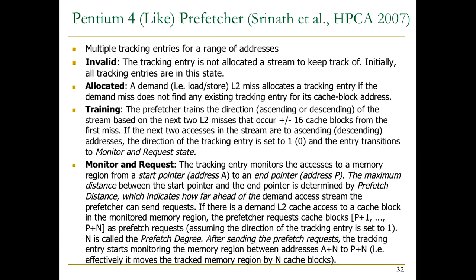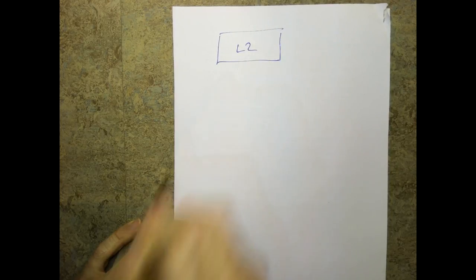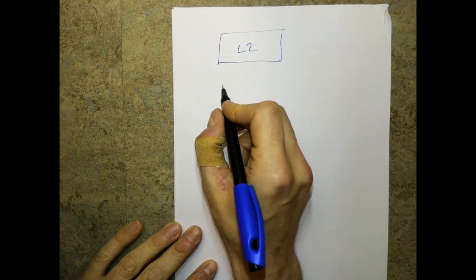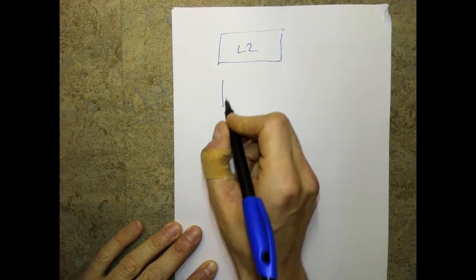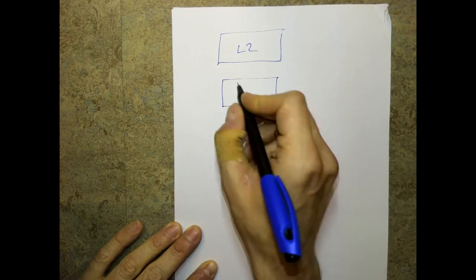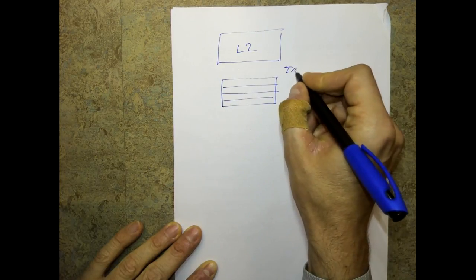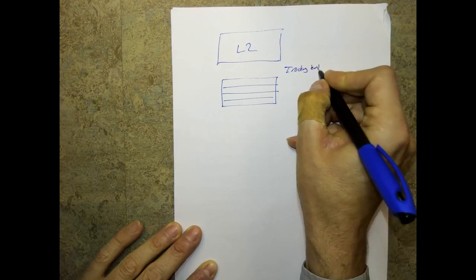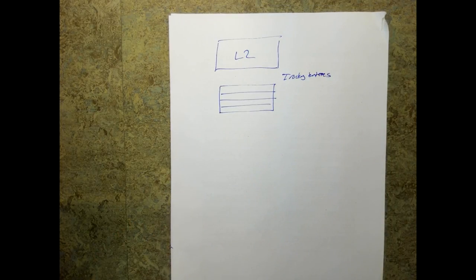So the idea is very simple, actually, if I describe it this way. Let's think that you have this L2 cache, and after the L2 cache, maybe we have these tracking entries. Let's say we have 4 of those tracking entries, and each of them is supposed to track a region. You can think of them as streams, in a sense.